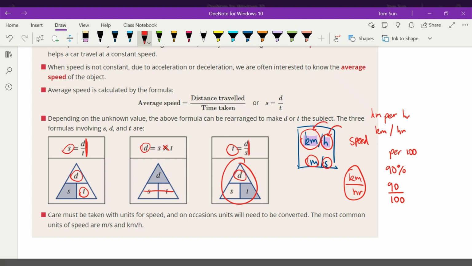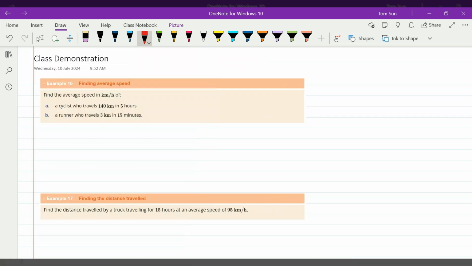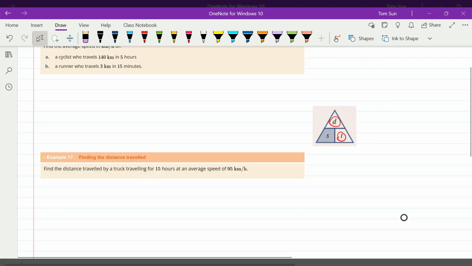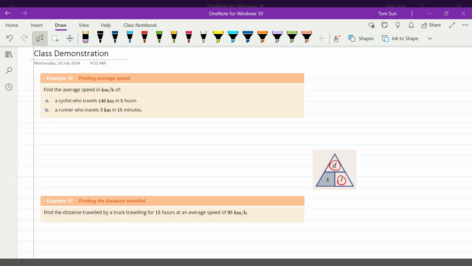I'm going to take one of these triangles with me. You can have it with you, and eventually you hopefully memorize it, so it becomes really easy to recall when the time comes. Here's a demonstration of how to approach these questions using the distance, speed, time triangle. The question first asks: find the average speed in kilometers per hour.